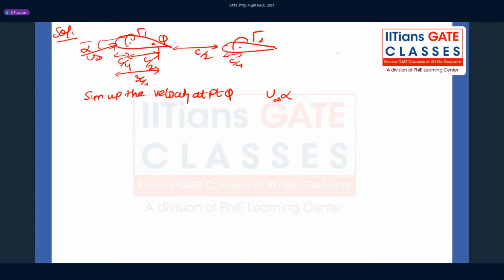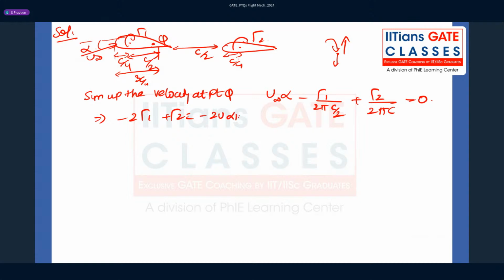Then because of this q, you see gamma 1 is causing the velocity in the downward direction, minus capital gamma 1 by 2 pi times c by 2. And for gamma 2, the component of velocity is upwards on q, right? So you will have plus gamma 2 by 2 pi. So what will be the distance? c by 4 plus c by 2 plus c by 4, right? So you will have 1 c. This is equal to 0. If you simplify this, you will get the equation minus 2 gamma 1 plus gamma 2 is equal to minus 2 u alpha pi c. Bracket this. Okay, this is the first thing.